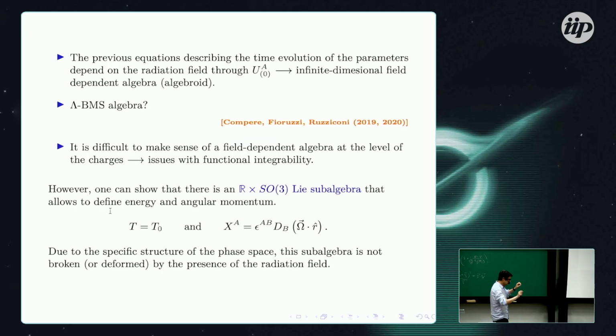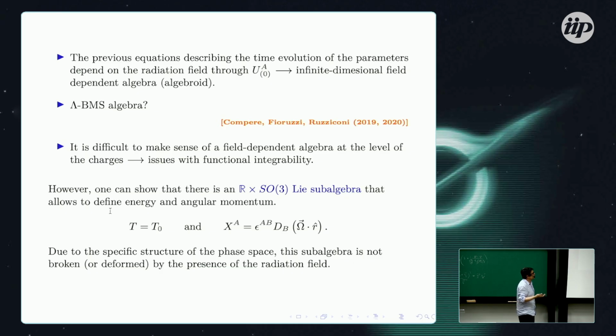Basically, if you compute the commutator of two transformations, you obtain an algebra that is field dependent, that depends on the radiation field, which is of course very strange, but has to do with this deformation. The boundary is deformed, so this information is in some way encoded in the algebra. This seems reminiscent of what is called the lambda-BMS algebra proposed by Compère, Fiorucci, and Ruzziconi, where they claim that the symmetries in asymptotically de Sitter space are not an algebra, but a field dependent one. However, in my personal opinion, it's difficult to make sense of a field dependent algebra. What does this mean?